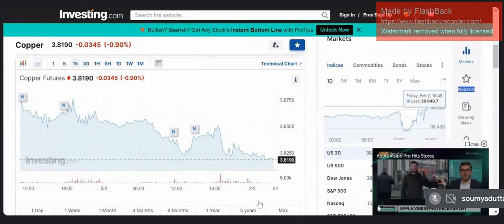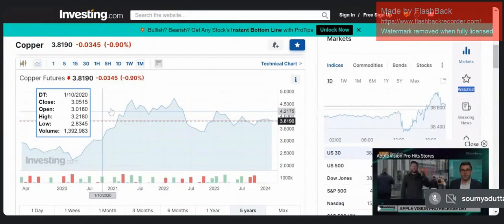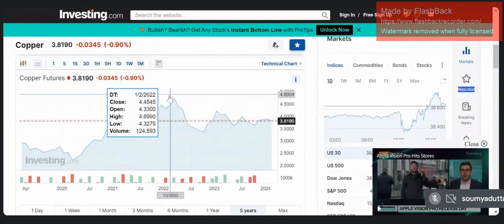How does this affect India? When copper prices go up, it is good for companies which are producing copper, and also when it goes very high, then it is bad for wire manufacturing companies.